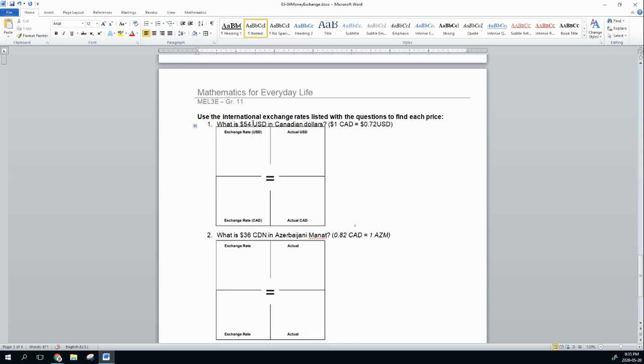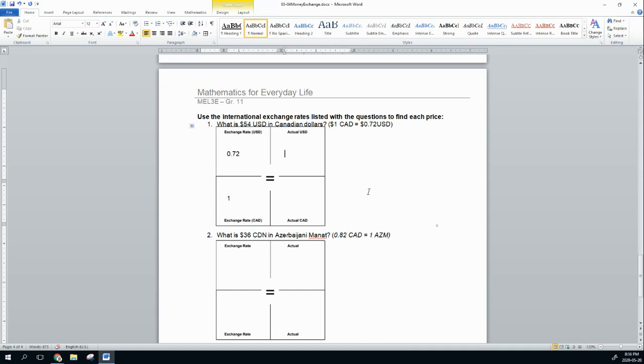So, what is 54 US dollars in Canadian dollars? We have written down here that our exchange rate is 1 Canadian dollar for every 72 US cents. You might remember this, magic squares for creating ratios from another level, but we're just going to review it in case you don't remember. On the left side of my equal sign, I'm going to place the exchange rate. All of the values on the top, in this case, are going to be the US dollar. All of the values underneath our equal sign will be the Canadian. So I know that 0.72 US dollar will be equal to 1 Canadian dollar.